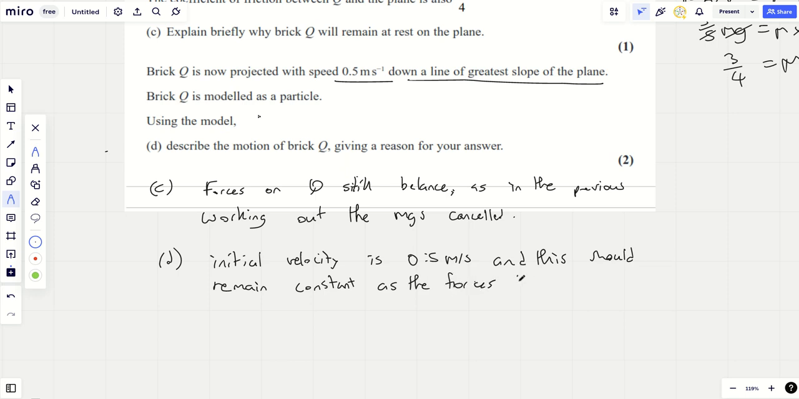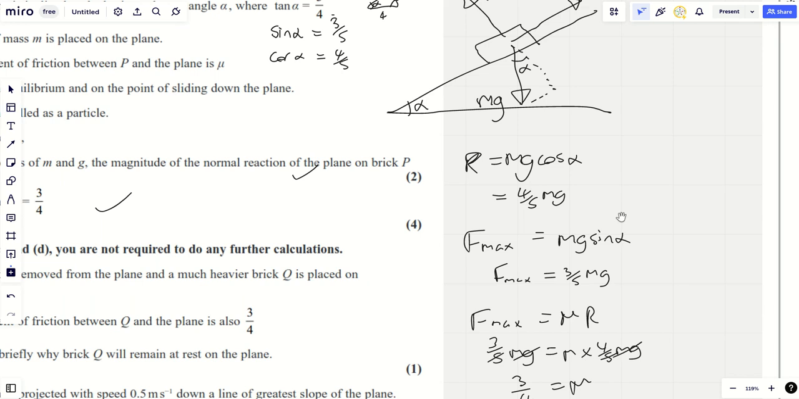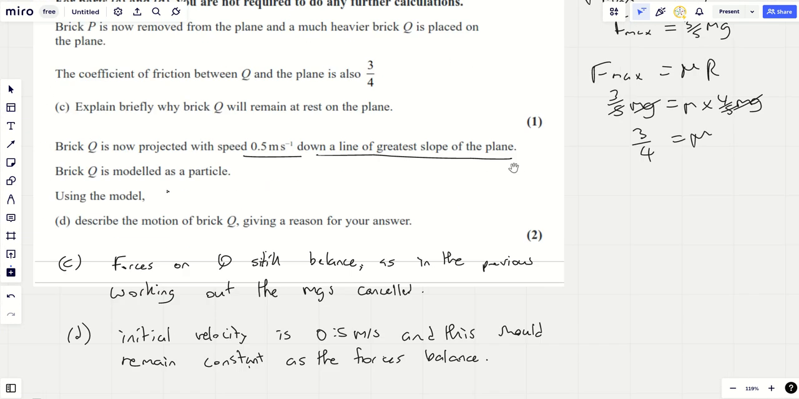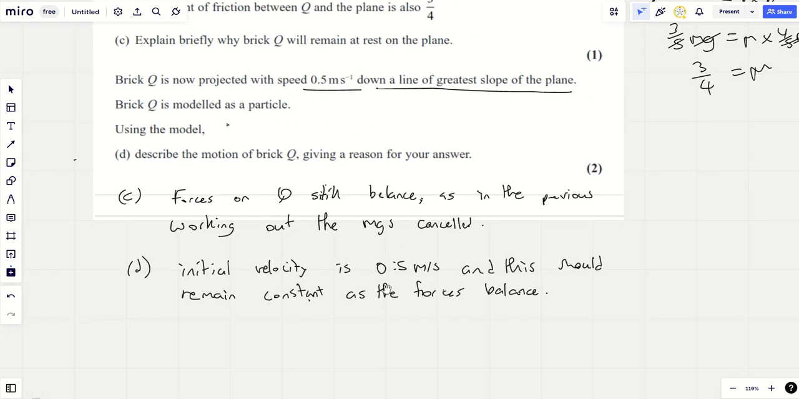Now this is the old idea. I often put it like this. Imagine a man doing a spacewalk, and then all of a sudden he gets pushed with a speed of 0.5 meters per second. The forces balance on him, but he just drifts off at 0.5 meters per second because forces balance when you're going at constant velocity. We know that forces balance here in this situation. So if you project with a speed of 0.5 meters per second, the initial velocity is 0.5 and this should remain constant as forces balance. There's no resultant force down the plane.